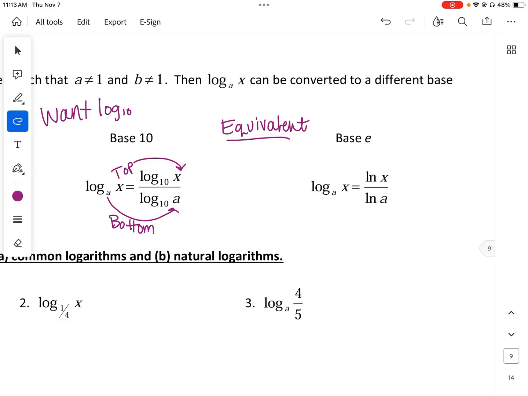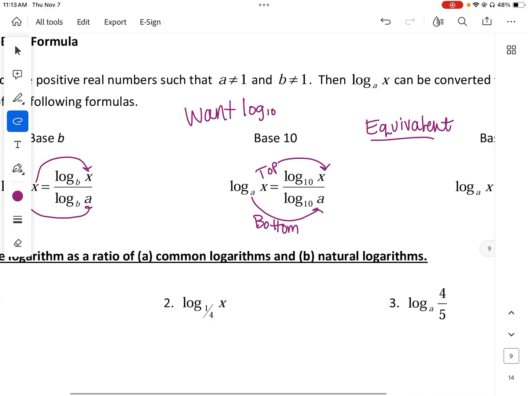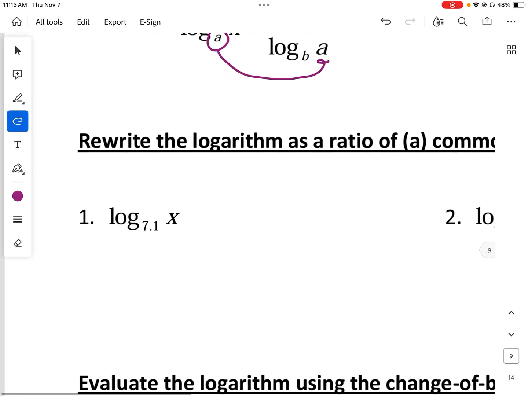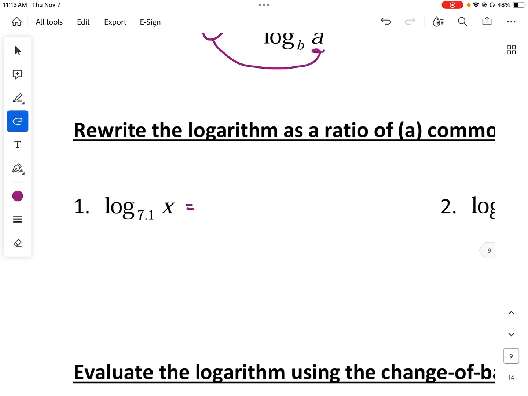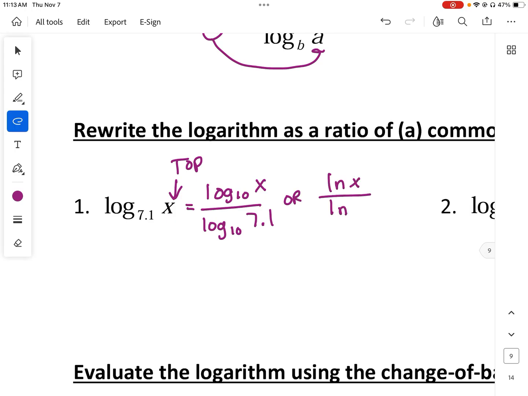So we could use either one. So I'm going to show you both. And we are going to put it into the calculator when we get down to number 4. So this would be log base 10 of x, this goes on top, over log base 10 of 7.1. Or we could write this as ln x over ln 7.1. So these are equivalent. You could use either one.